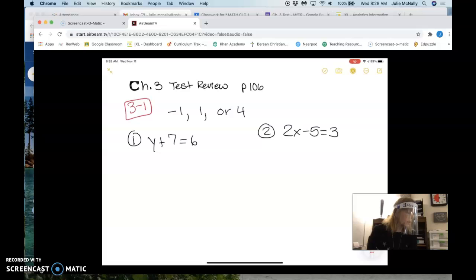And it's on solving equations. So in the directions, it gives us these three numbers, -1, 1, or 4. And it says which one of these numbers is a solution for these problems. So what I'm going to do is just plug in each number and solve, and whichever one shows the two sides equal, that is the solution. So I'm first going to plug in -1 for y.